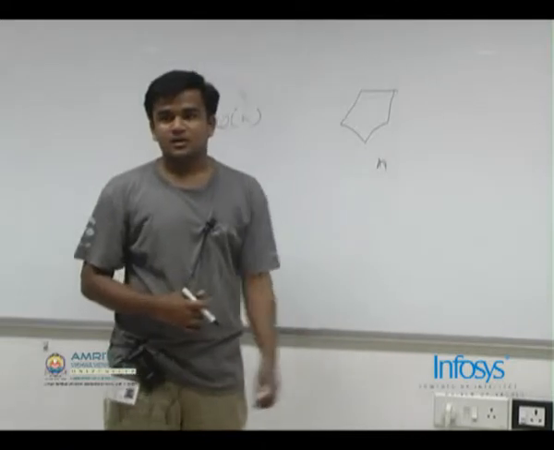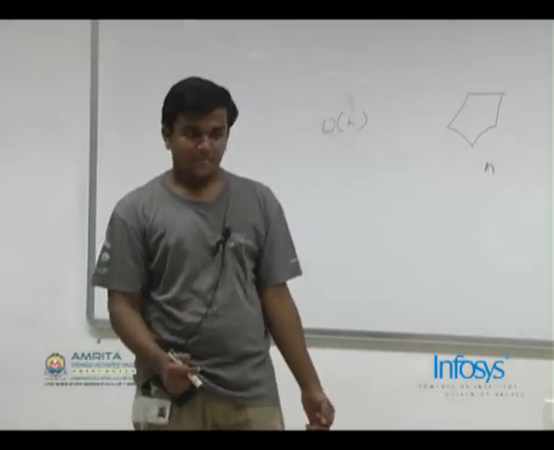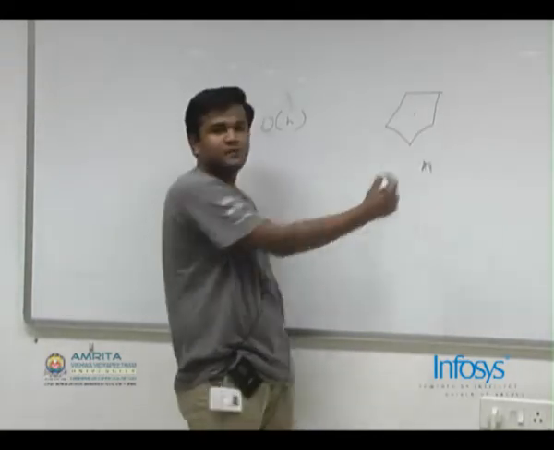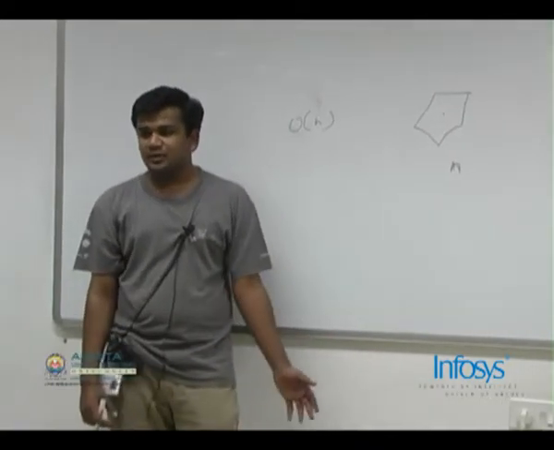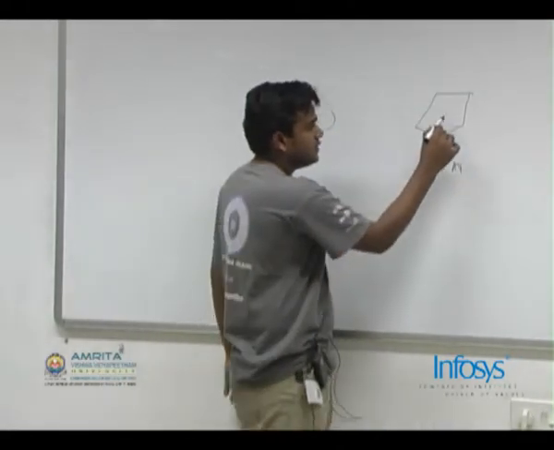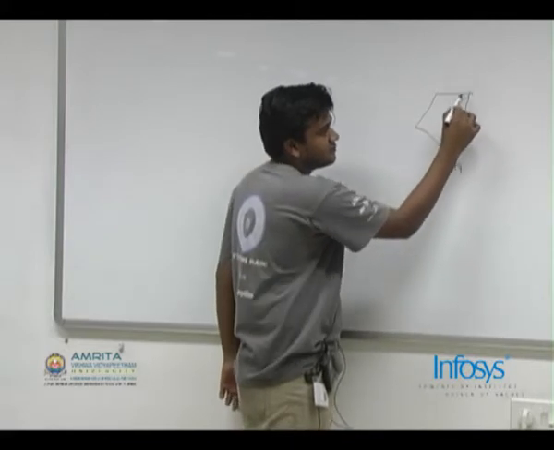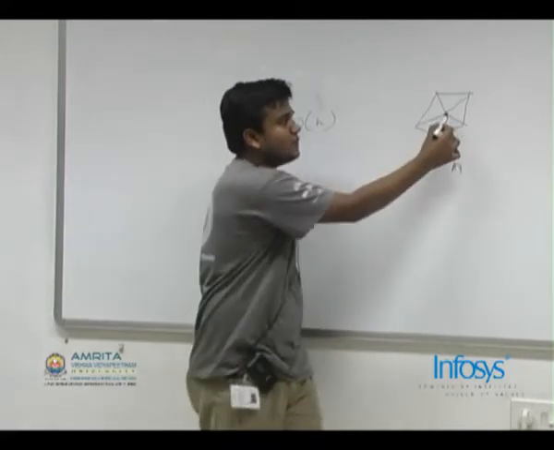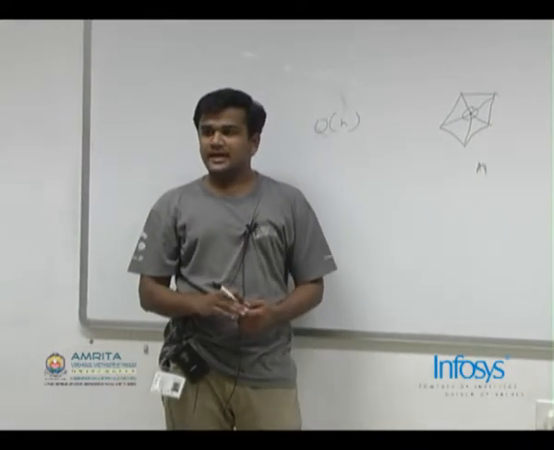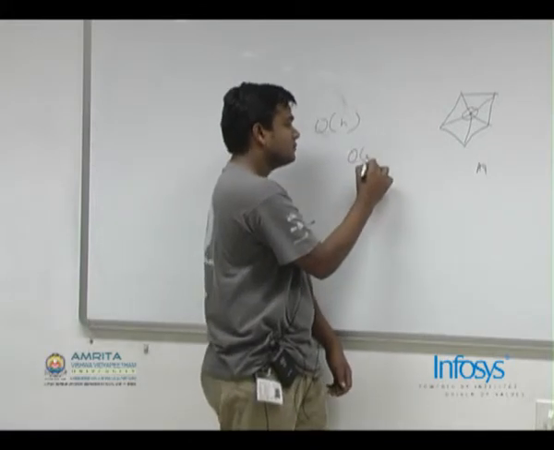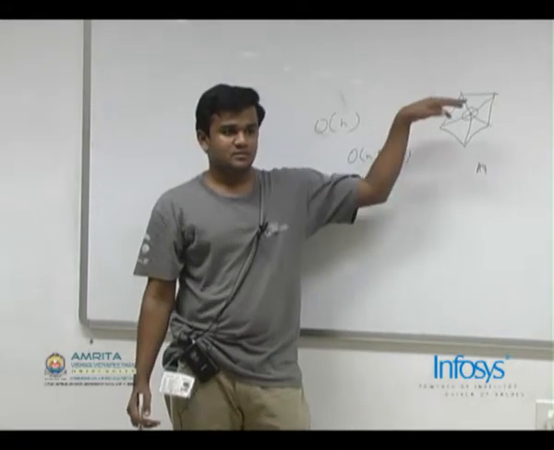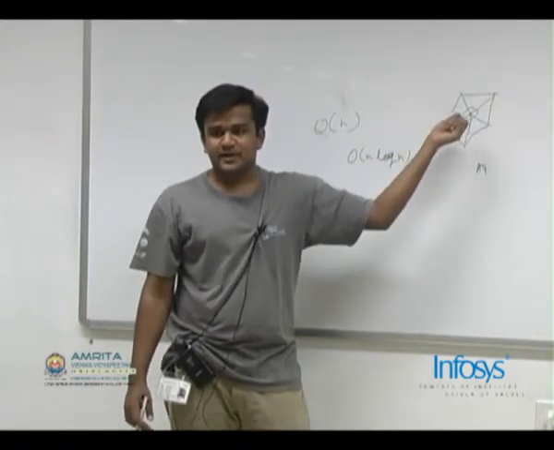I'll explain a way to solve this problem. Suppose you knew any one point inside this polygon. You can take any point inside the polygon. You have all the vertices of the polygon. You can sort these vertices on slope with respect to this point. Right? It takes order of n log n time to sort the vertices with respect to slope on this point.